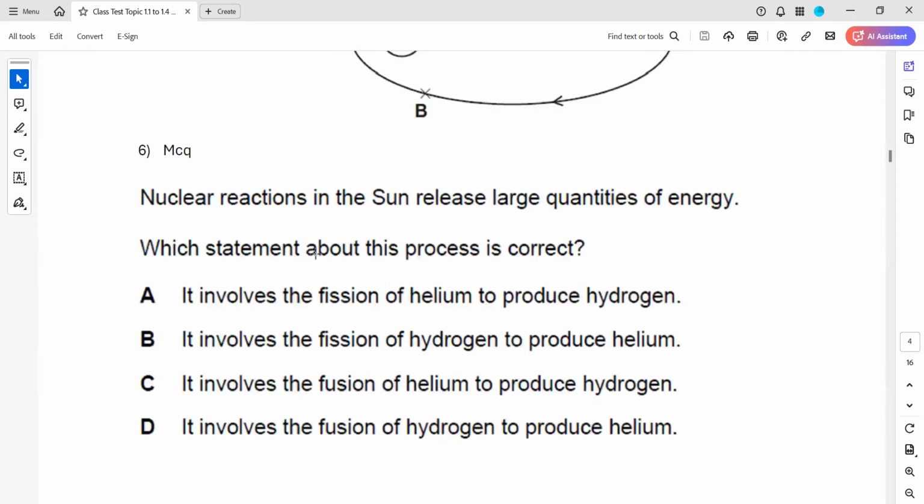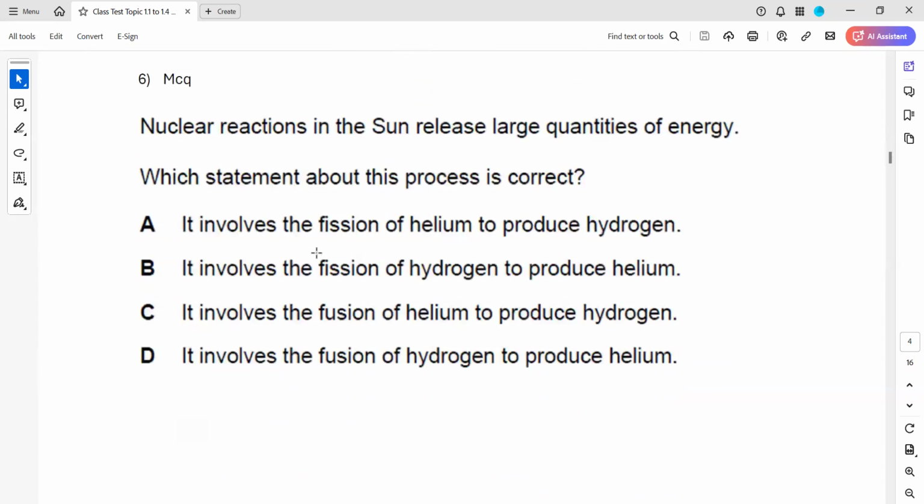A nuclear reaction in the Sun releases a large quantity of energy. Which statement about the process is correct? On the Sun or other stars, nuclear fusion happens. So A and B are fission, which means they're wrong. And what happens during fusion? Lighter nuclei such as hydrogen turn into helium, or helium turns into other elements. Helium does not produce hydrogen. If helium fuses together, it will produce other elements such as carbon, oxygen, nitrogen. So D is the right answer: hydrogen produces helium.